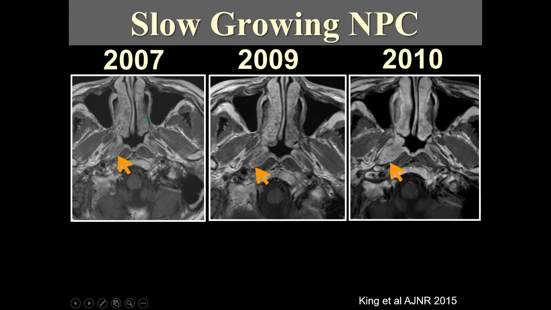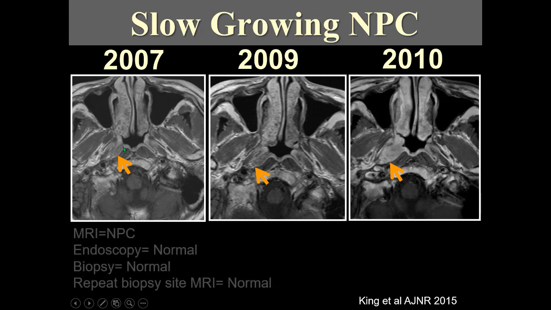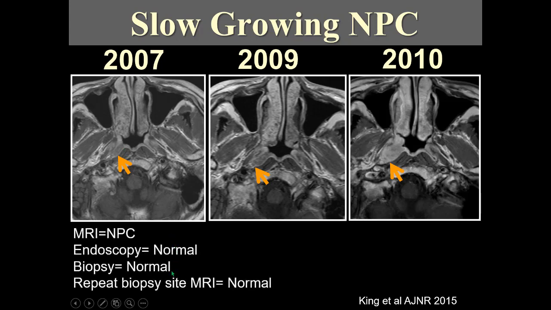And this is an example. This patient came along in 2007. We can see a very small tumour here. We called it a tumour. We staged it. The endoscopy was normal. Biopsy was normal. After this study, because we'd found it, they went back and they biopsied the site, and it was still difficult, still negative. But we said it's cancer.